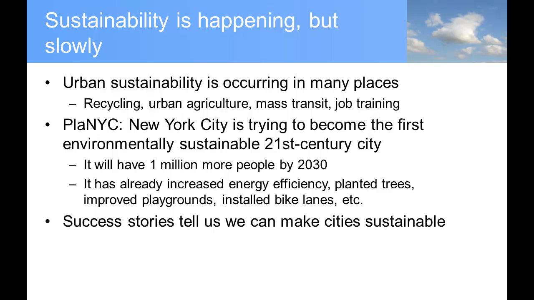PlaNYC is New York City's urban ecology program to make it the first environmentally sustainable 21st century city. It's estimated that New York will have 1 million more people by the year 2030. And they're already trying to increase energy efficiency by planting more trees, improving the playgrounds, and installing bike lanes.